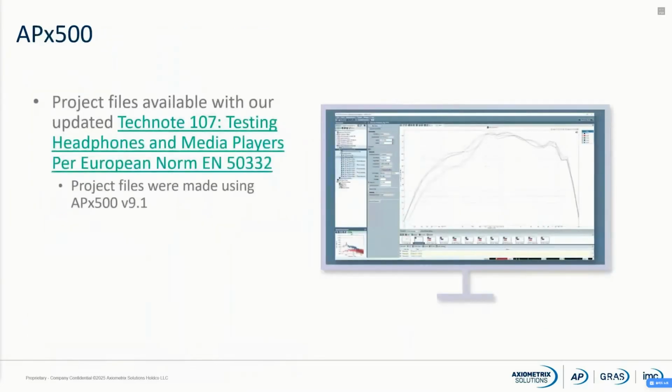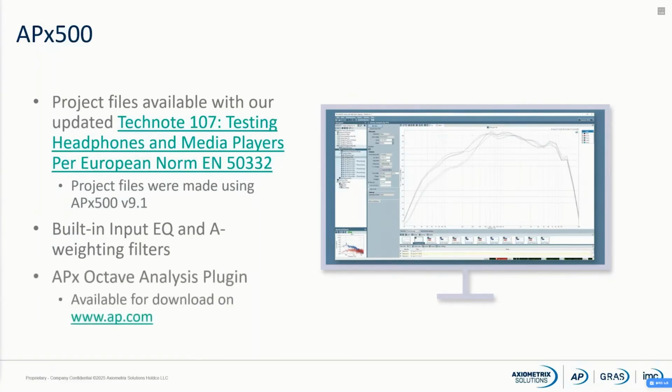We have all the project files shown in today's demo available for download alongside TechNote 107. These project files were made with APX 500 version 9.1. As shown in the demo, you can apply HRTF curves and A-weighting filters in the signal path setup. To use the Octave Analysis plugin, you'll need to download it from our website at ap.com. The download is free and compatible with multiple versions of APX 500. Jen will provide the links to both of those in the chat if you want to take a look.